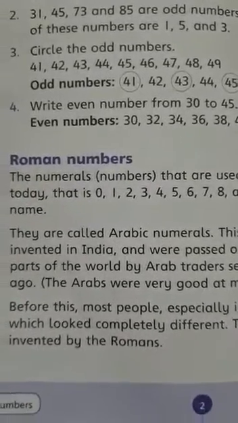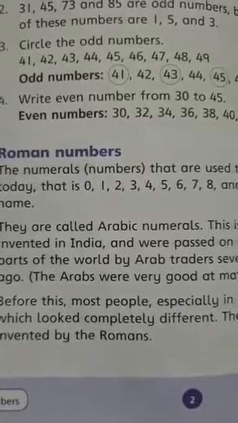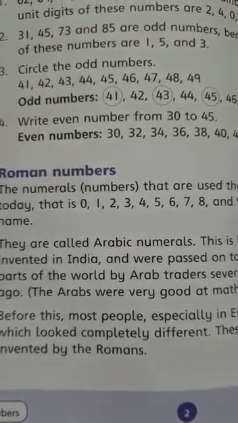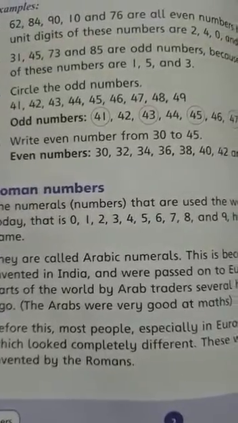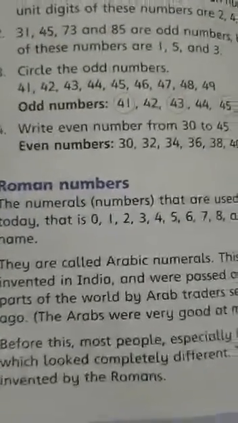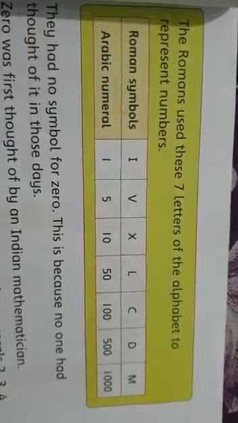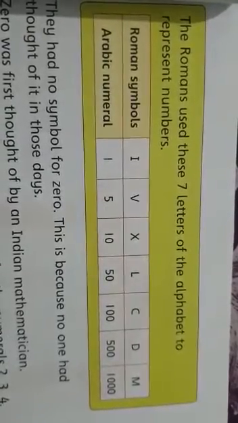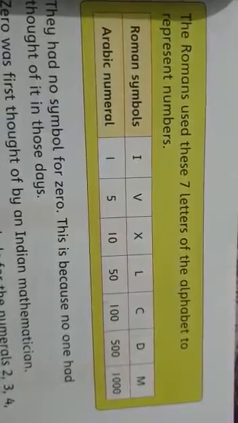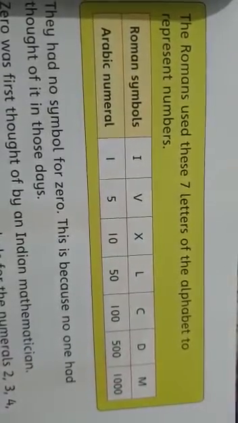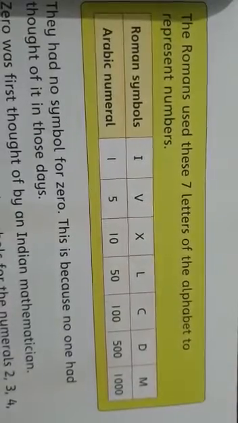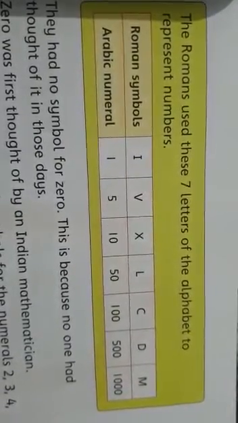Our today's topic is Roman numbers. Roman numbers are those numbers which were invented by the Romans. Here on page number 3 there is a chart given. The Romans used 7 letters of the alphabet to represent numbers. There are Roman symbols and Arabic numerals. 1 is equal to I, 5 in Roman will be V, 10 is equal to X, 50 is equal to L, 100 is equal to C, 500 is equal to D, and 1000 is equal to M.